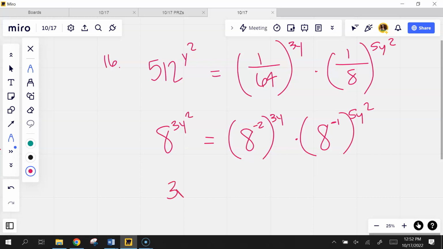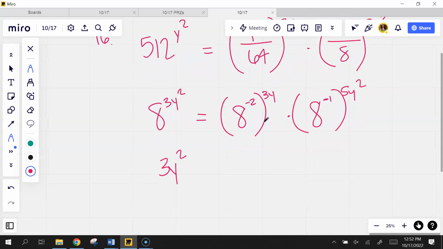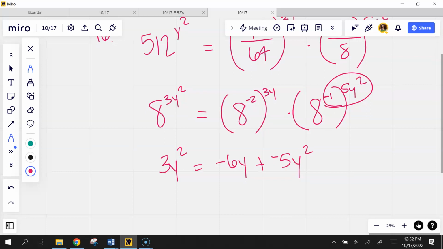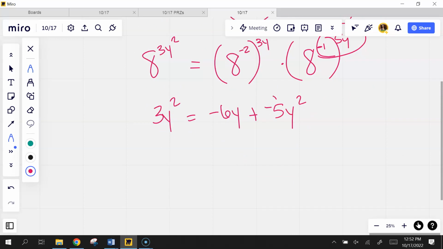I got 3y squared on the left. On the right, I'm going to add those together since I'm multiplying. So negative 6y plus negative 5y squared. It looks like I have a quadratic again. So I'm going to move everything to the same side, make it equal 0, and see what happens. I'll move these over on this side so everybody's positive, and I'll have 8y squared plus 6y. Now, how do I solve that?